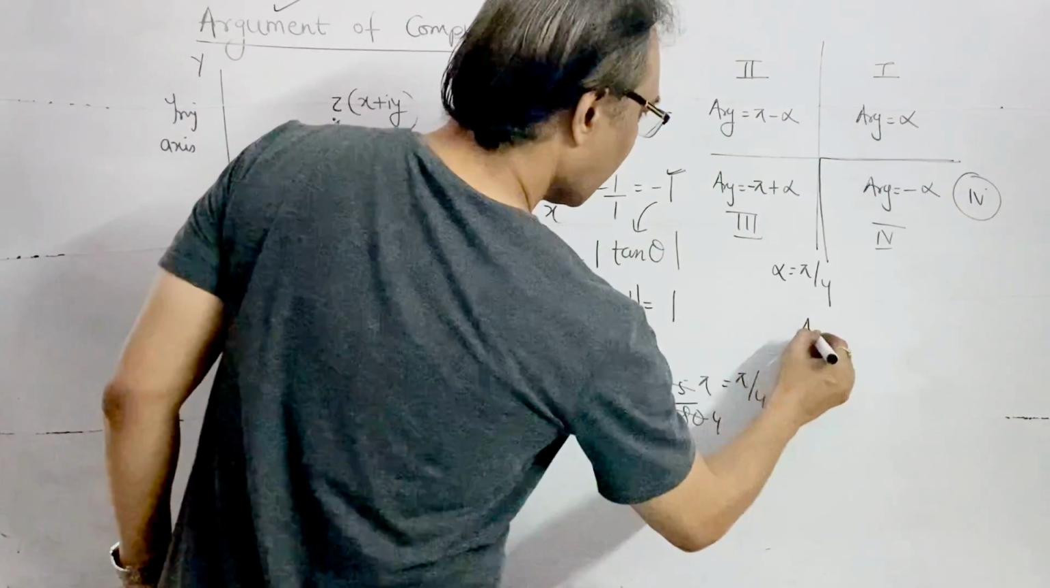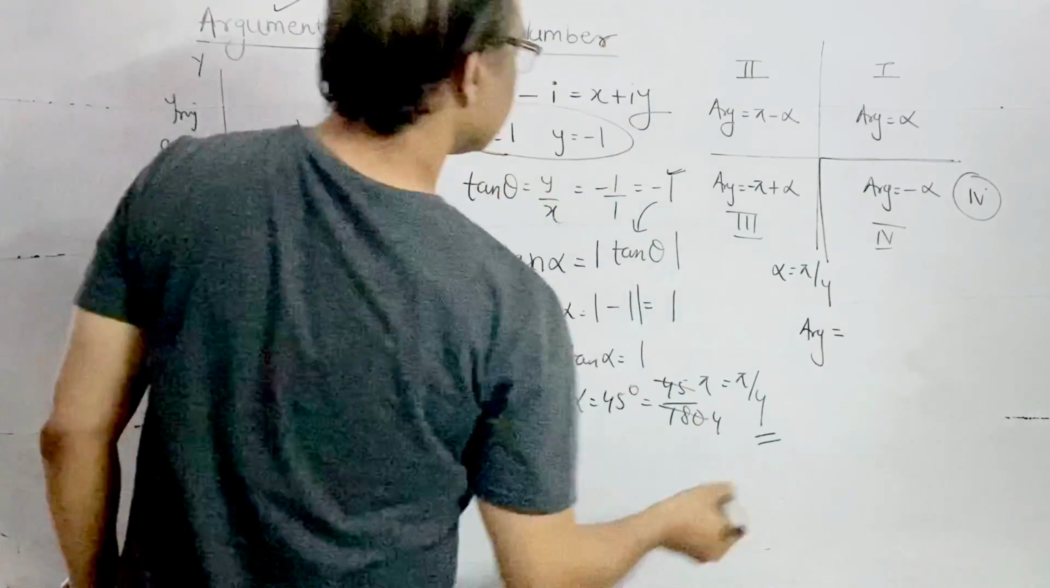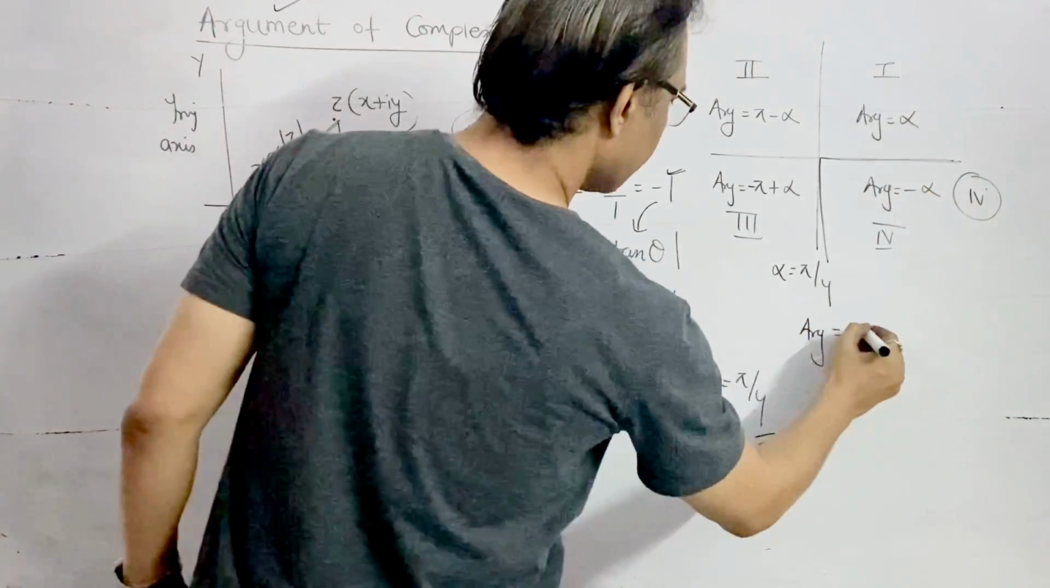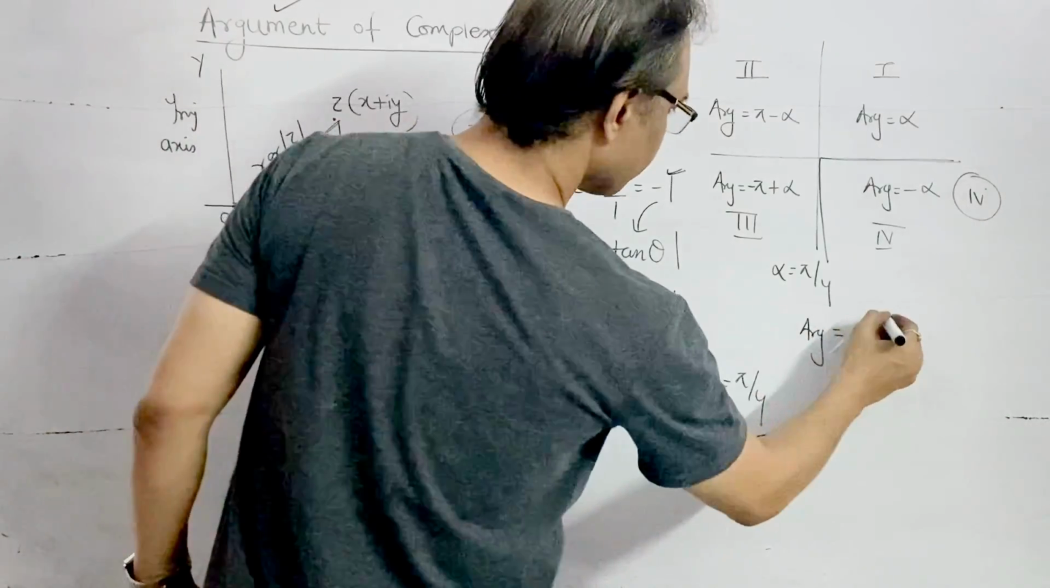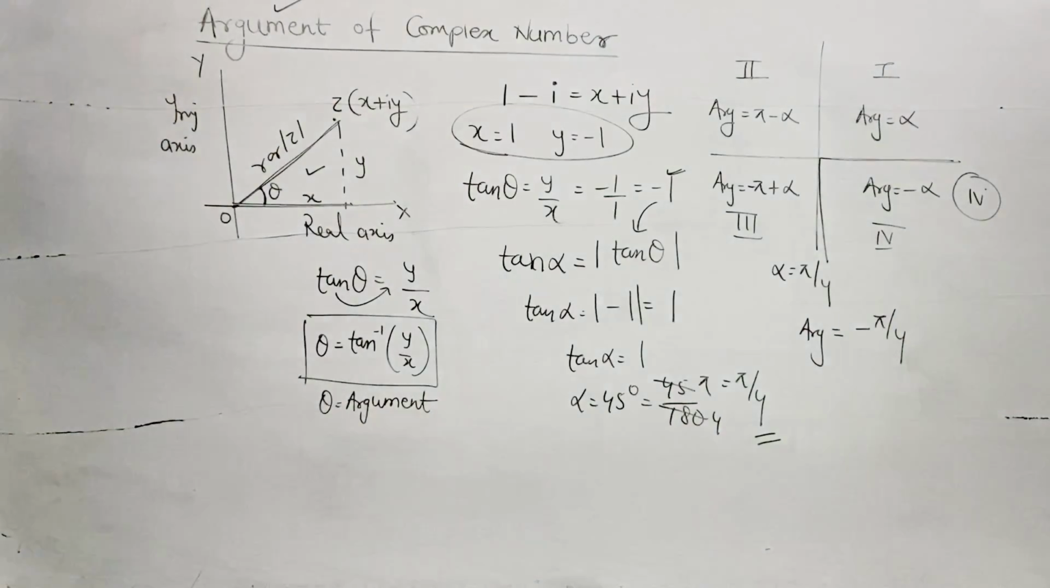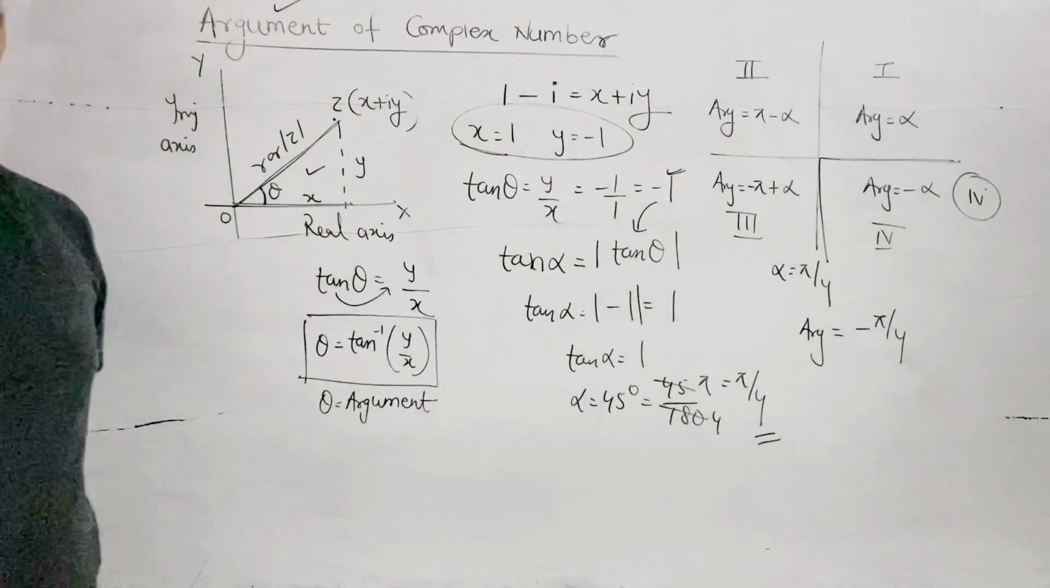So the argument of this complex number will be minus of alpha. And what was alpha? Pi by 4. Minus pi by 4. So the argument is minus pi by 4. This is our answer.